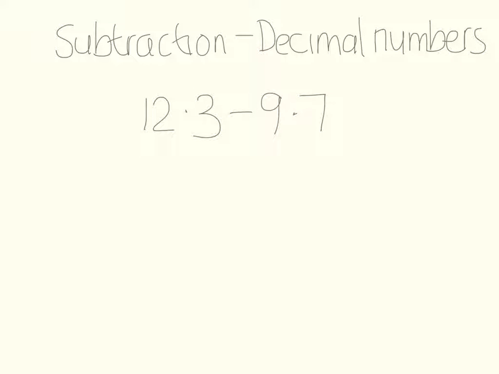Right, we need to put it into the column, so the 12.3 is the number that we are starting with, and from that we are going to take away 9.7. Now the 9 means 9 units. Now in 12, the 2 are the units, so the 9 is going to go underneath the 2.